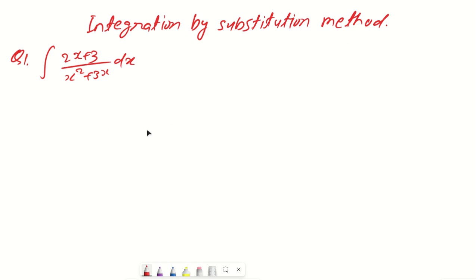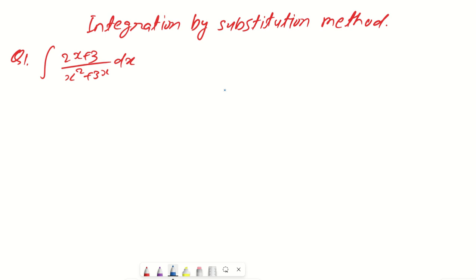So we'll take several problems. Let's say 10-12 questions we'll take based on integration by substitution methods, and we'll try to understand the complete concepts. So before that, we'll just try to understand quickly what is integration by substitution method.